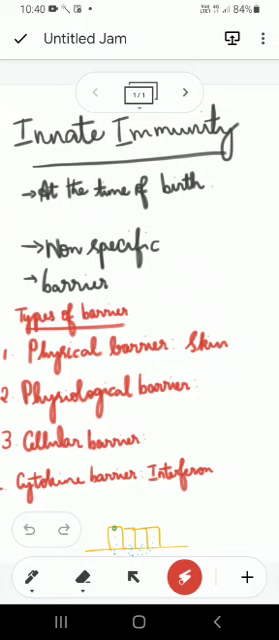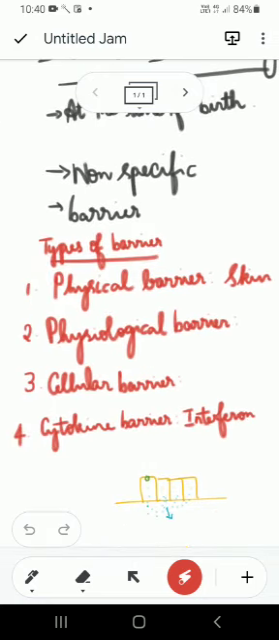Innate immunity is a type of immunity which is present in our body at the time of birth itself. It is non-specific. Non-specific in a sense, this innate immunity does not fight against a particular type of virus or a particular type of bacteria, but it fights against every kind of organism. And this innate immunity provides certain kind of barrier to the body, and we will study this barrier one by one. The first barrier is a physical barrier.